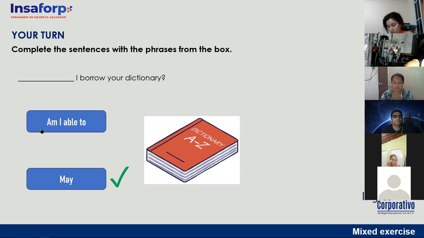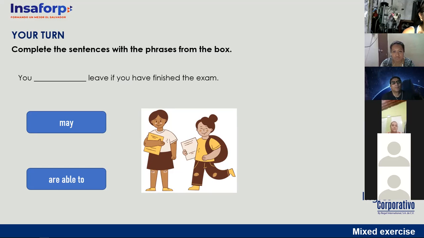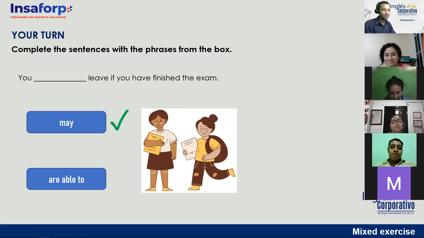Who's next? Let me see. Natalie. Ah, Natalie. You're very quiet today, Natalie. Okay, time to participate. Please, can you read the sentence? You might leave if you have finished the exam. Might, the second option. Let's see. Not really. Might is only for possibility. This one is a bit different. Second chance. You may leave if you have finished the exam. This one is correct because may is for permission. That means if you finish the exam, you have permission to go to your house. All right. Very good. Thank you, Natalie. Let's continue.